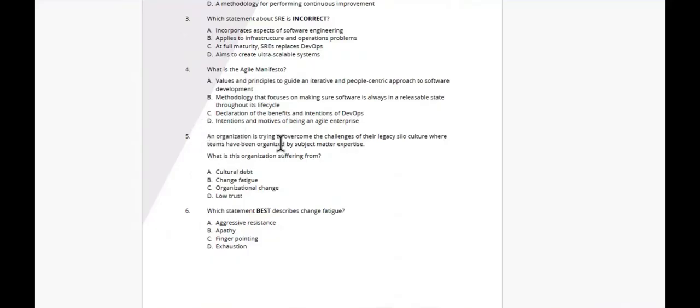An organization is trying to overcome the challenges of their legacy silo culture, where teams have been organized by subject matter expertise. What is this organization suffering from? Let me reread that. An organization is trying to overcome the challenges of their legacy silo culture, where teams have been organized by subject matter expertise.